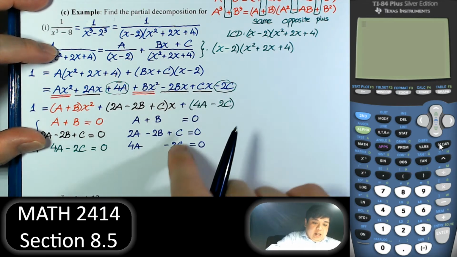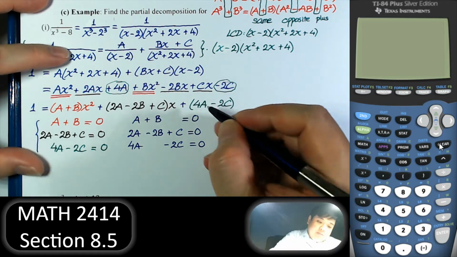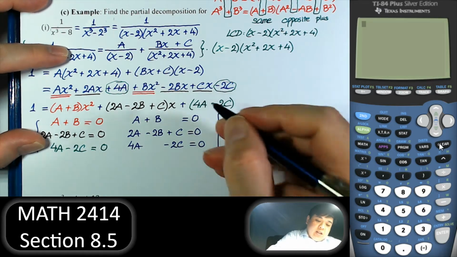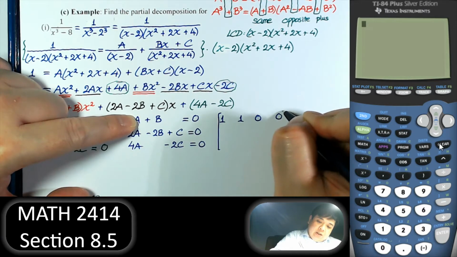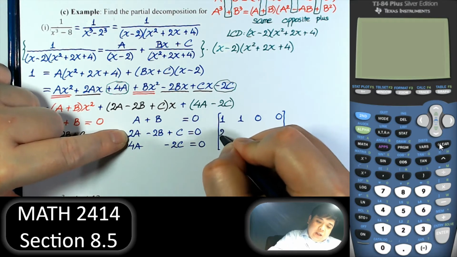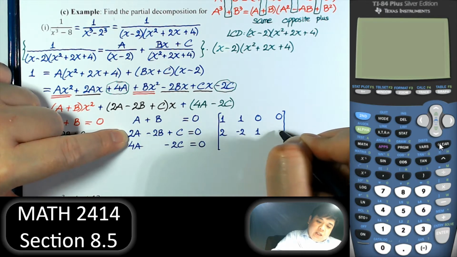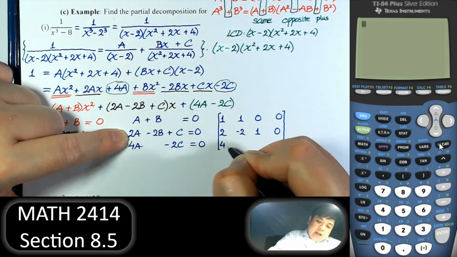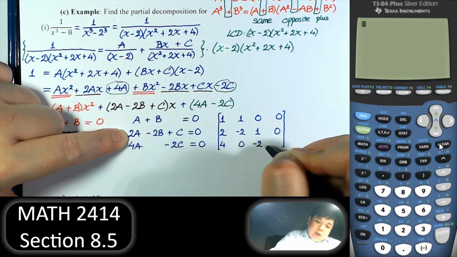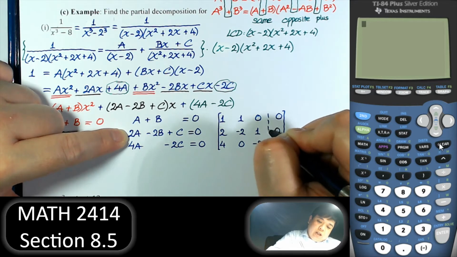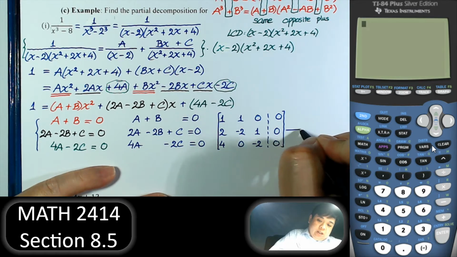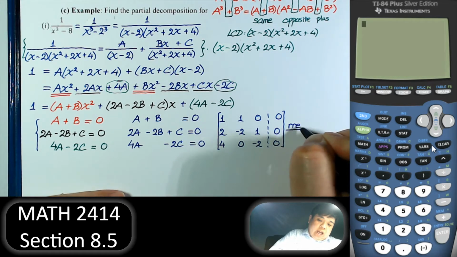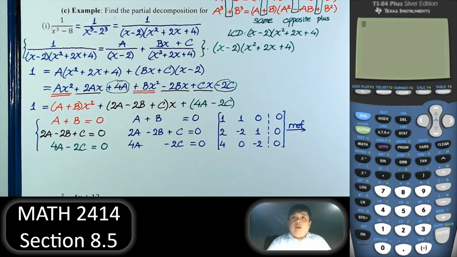So a, b, c, constant, I mean coefficient, whatever. If you put it in the matrix, there's 1 for a, 1 for b, 0, and then 0. 2a minus 2b, 1c, and 0. 4a, 0b, minus 2c, and 0. We can put a line here if we want to separate that. So we're going to put that in the calculator in matrix form, and after that we're going to do reduced row echelon form. Right.